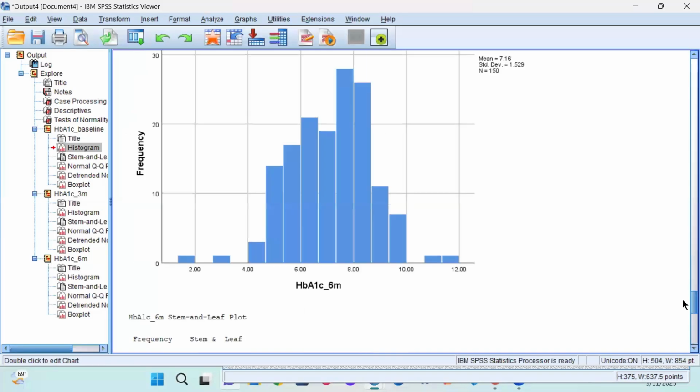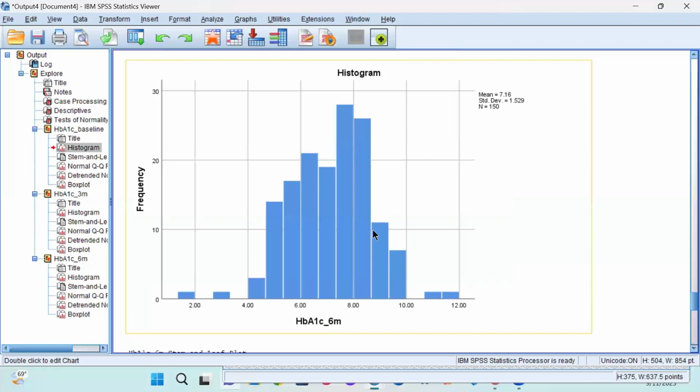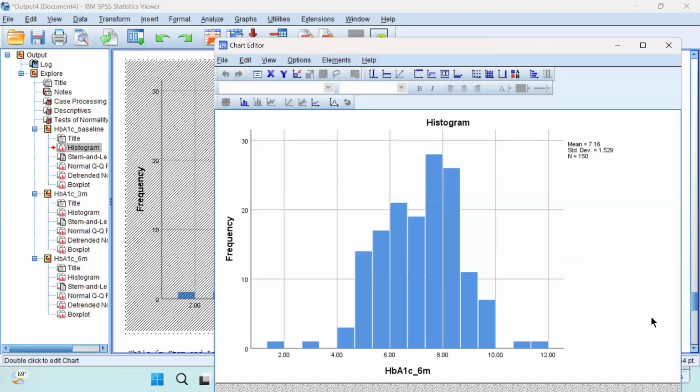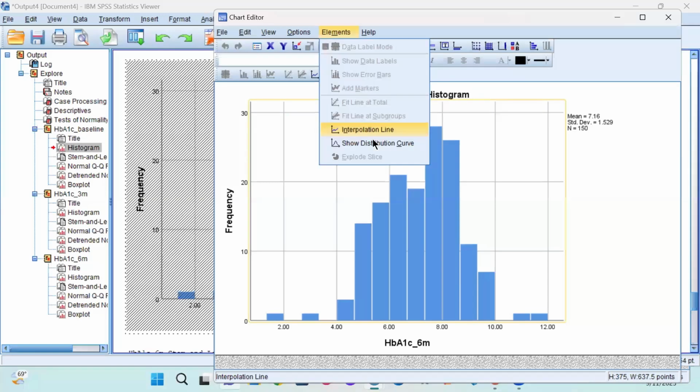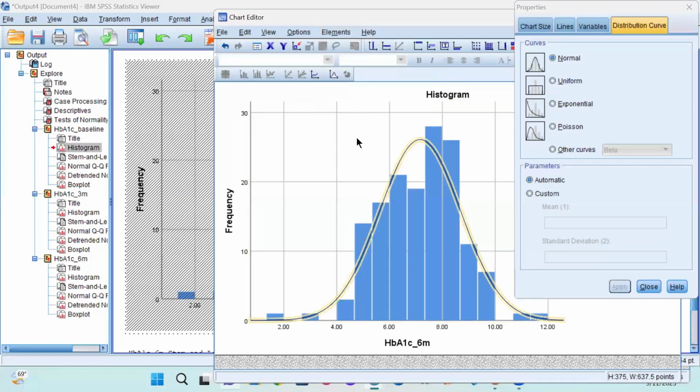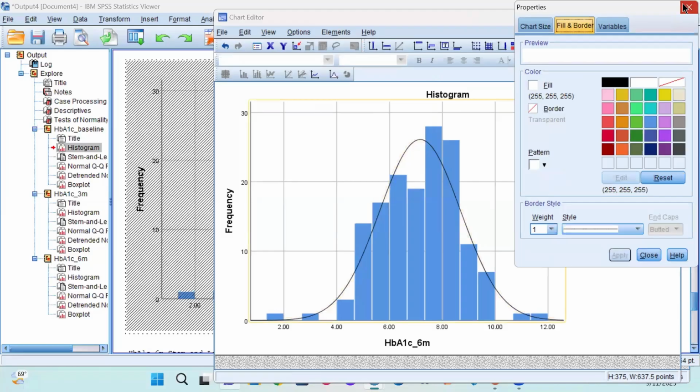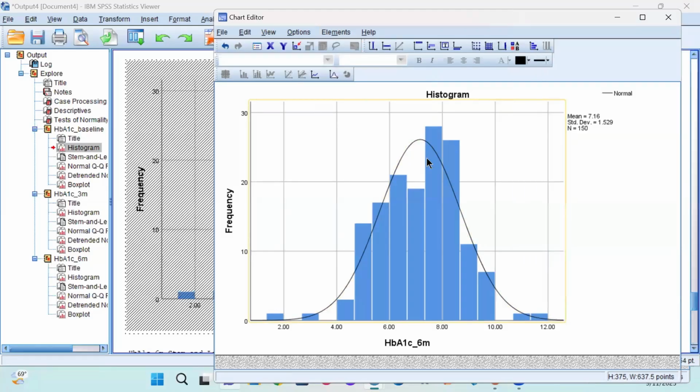So the last one, let's check the HbA1c at 6 months, whether it is normally distributed. So the histogram, this is for HbA1c 6 months. Sorry. So let's now bring in the distribution curve and check. After bringing in the distribution curve, you can see it also shows that the data was normal in distribution because it shows a bell-shaped curve.